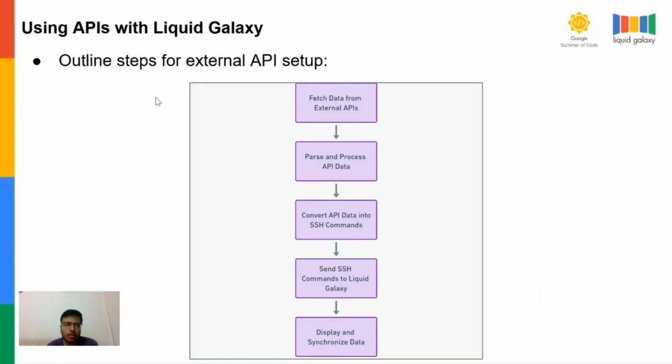Now we are going to discuss how we can use APIs with Liquid Galaxy. The general outline is listed in this flowchart. First of all, you would fetch the data from external APIs by RESTful or any other medium. Then we can parse and process the API data. We can basically scrape out how much data is important to us, collect that, and scrape out the other things. We can convert the API data into SSH commands, so as to echo the commands to the Liquid Galaxy, and we can send the commands to LG to display and synchronize the data.